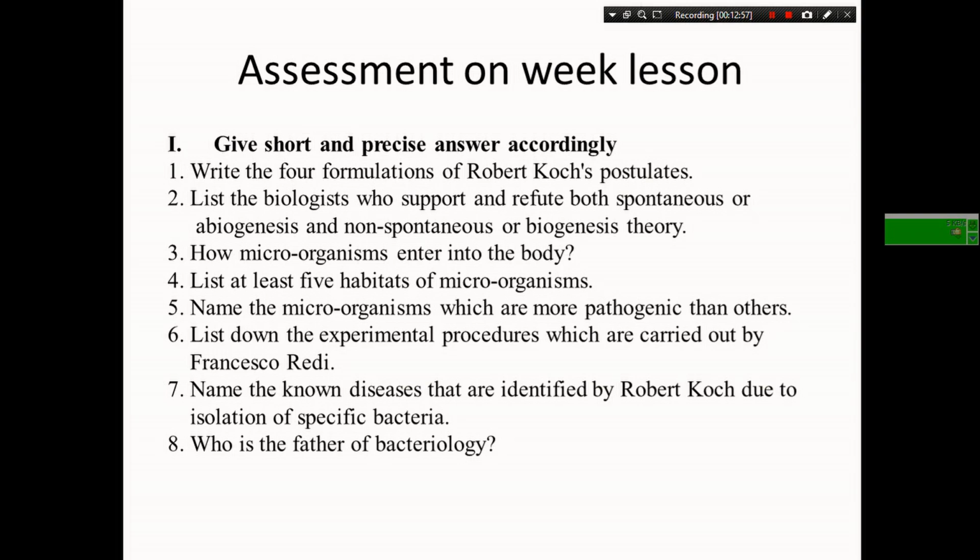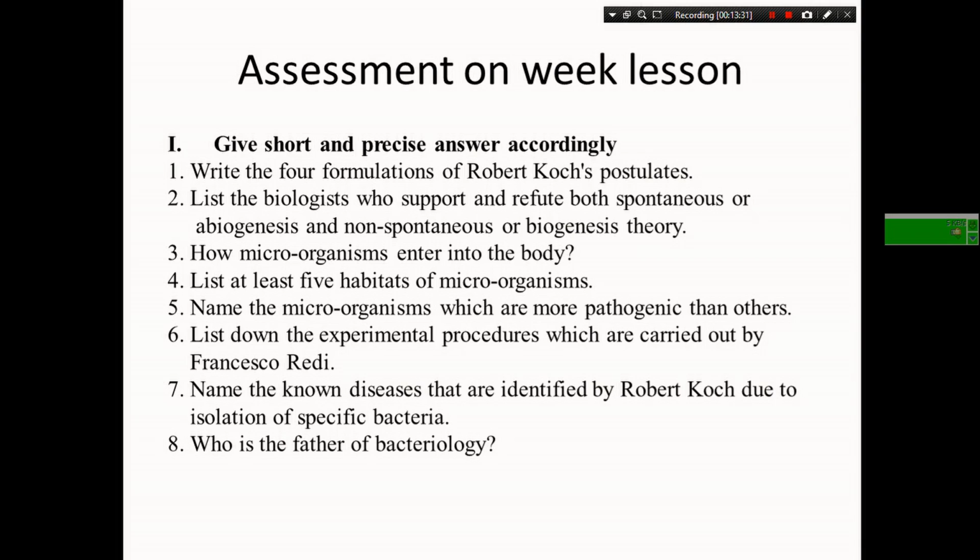Third question, how do microorganisms enter into the body? This is lesson 1. Question number 4, list at least 5 habitats of microorganisms. The answer to this question is also from lesson 1. Question 5, name the microorganisms which are more pathogenic than the others. I think this is lesson 4. Question 6, list down the experimental procedures or methods which were carried out by Francesco Redi, which is also lesson 4.